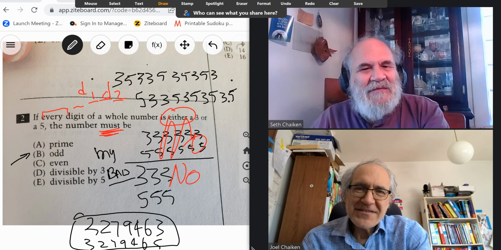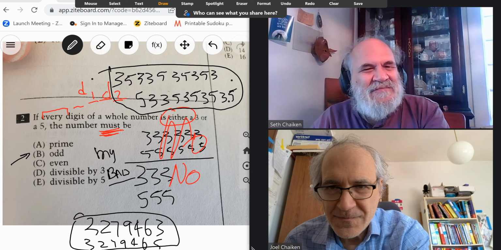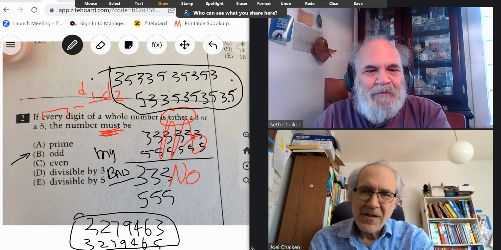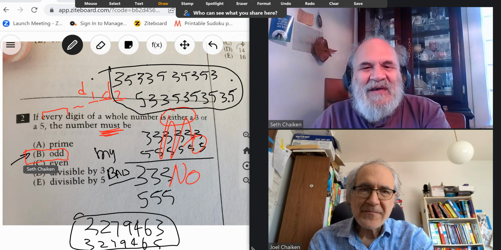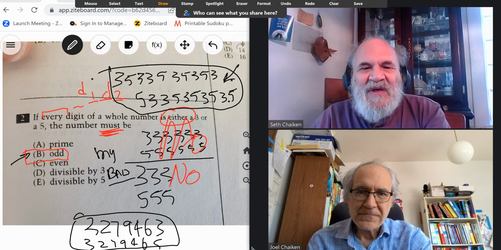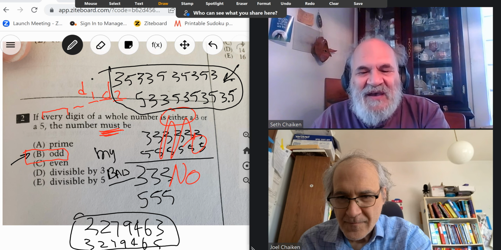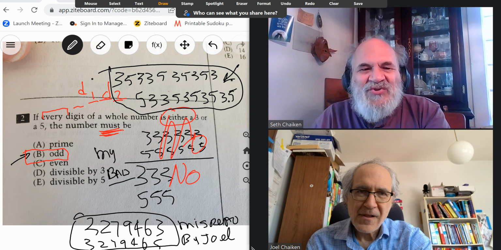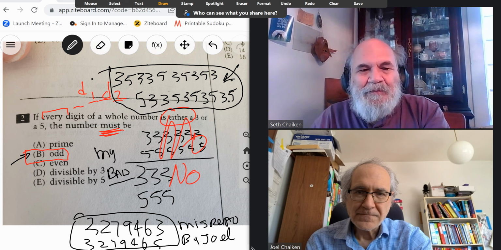Okay. So given this problem here, what do you think the answer is? Is it prime? I think my choice for the answer is B. Odd. Yeah. Right. That's because... However, the logic is a lot more complicated, and mistakes of logic and reading will mislead you to pick some of the other distracting answers.